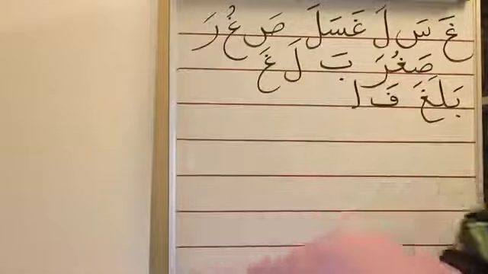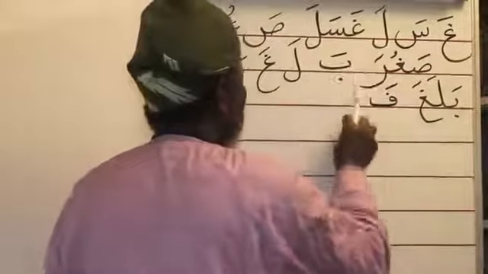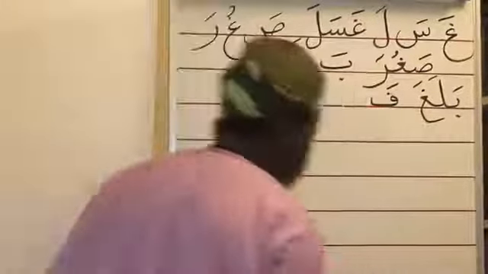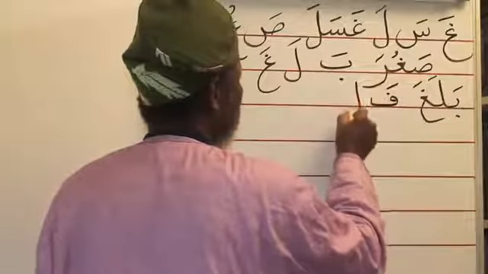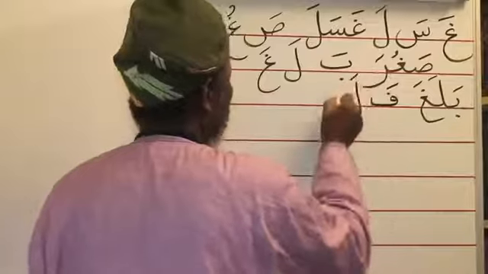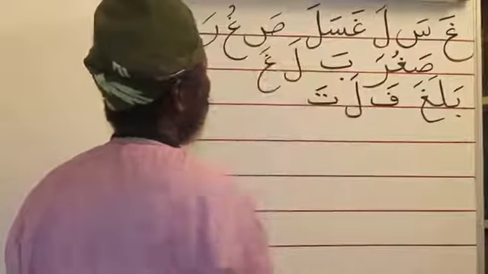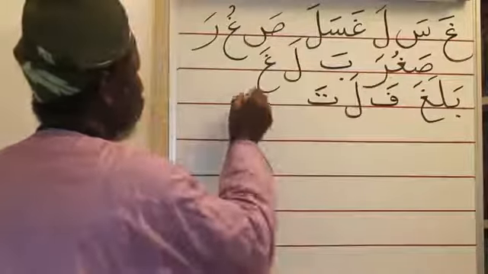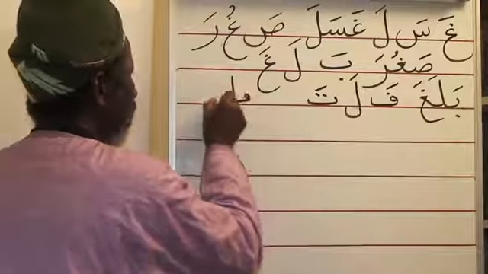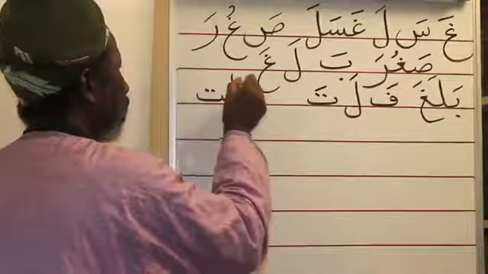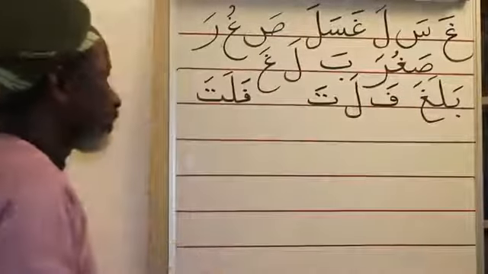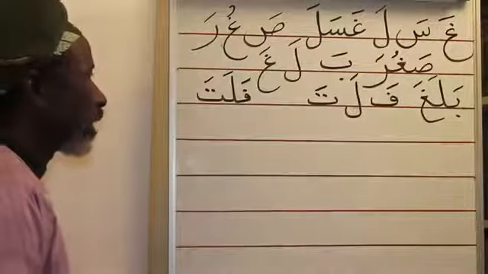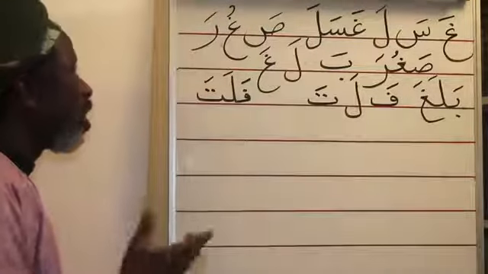Fa, la, ta. Let's make sure that our lam comes right below the line before we cut it up. So fa, la, ta. Falata. Join. Fa, la, ta. Falata. The next is qafaza.